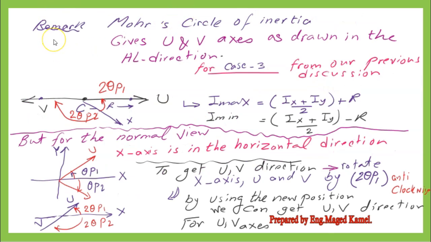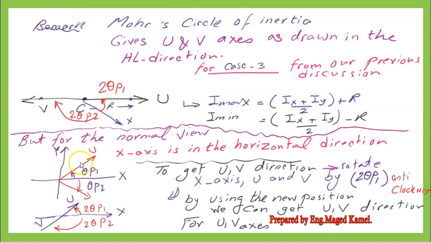In the next slide, a discussion of Mohr's circle of inertia reveals that the circle gives the u and v directions in the horizontal direction while the x-axis is tilted. For case 3, based on our previous discussion, the angle between the x-axis and the v-axis is angle 2 theta B2 in the clockwise direction in the third quarter. The angle between the x-axis and the u-axis is angle 2 theta B1 in the anti-clockwise direction in the first quarter.